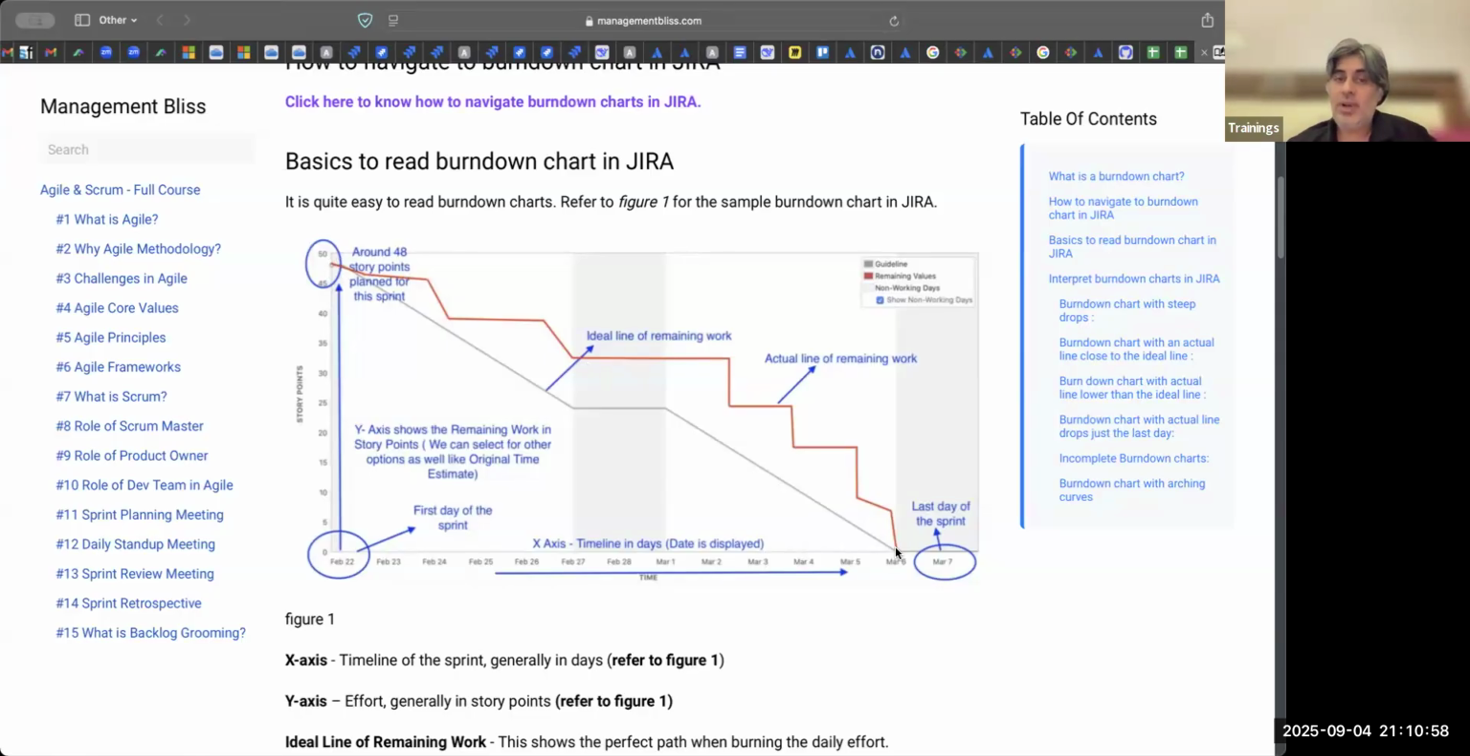We'll see different interpretations of it. So this gray line is an ideal line of work, which means if there are 50 points of work and you have 10 days, if you do 5 points every day, you will complete your sprint, you will complete your work. So they would have plotted all those 5 points, 5 points.